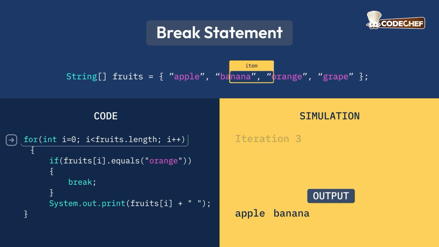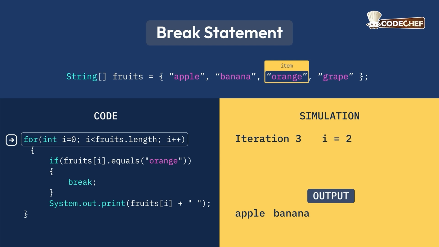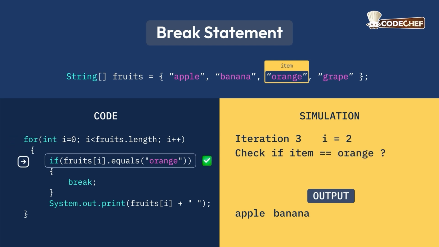In iteration 3, item is orange and the value of i is 2. The if condition is true because fruits[2].equals("orange"). That means the item is orange and we are comparing it with orange, so it comes as true. The break statement is executed and the loop exits immediately.